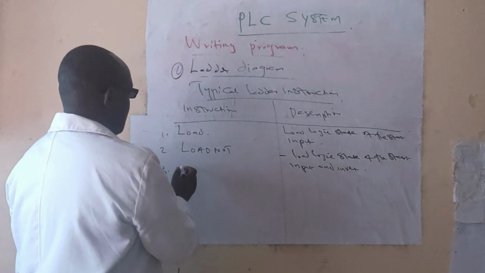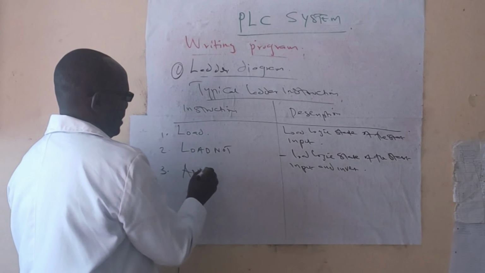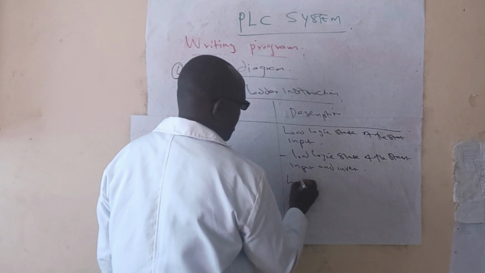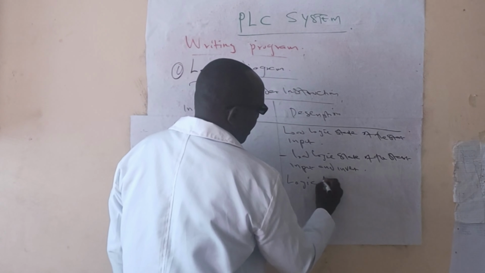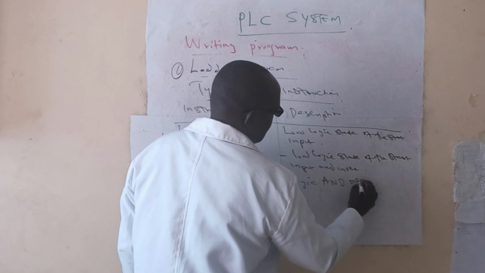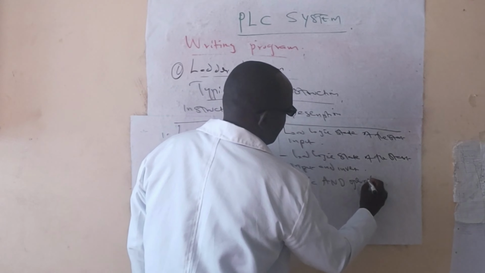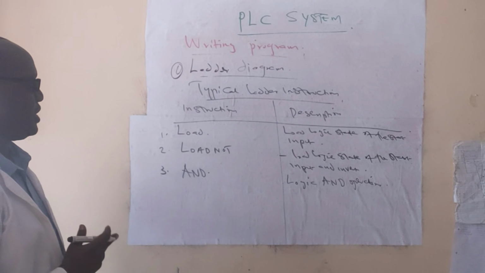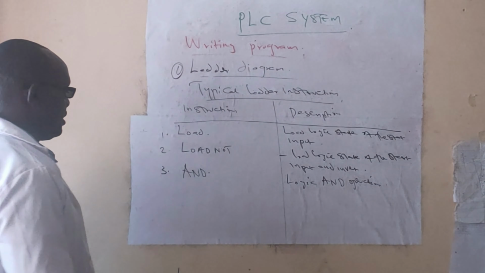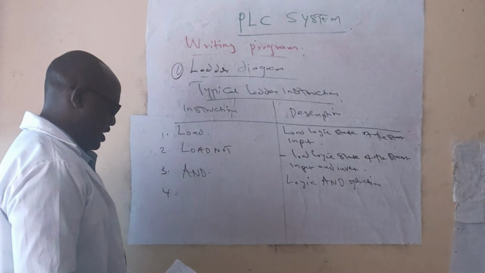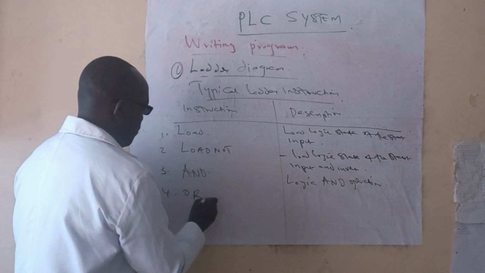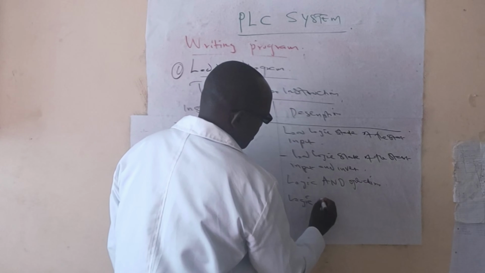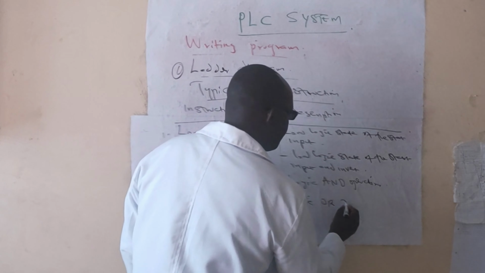Number 3, you can be given an instruction and this one is described as logic AND operations. We are going to see an example of how we are to play around with these instructions. Number 4 is another instruction, OR, and this one is the logic OR operations.